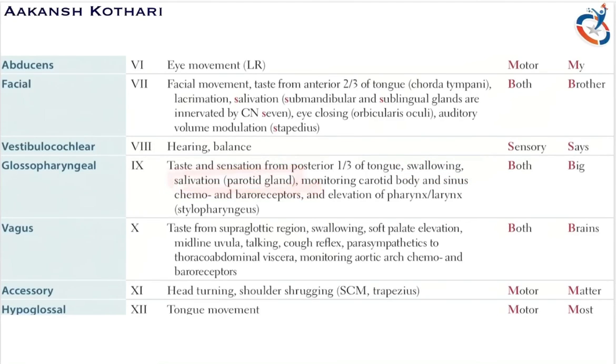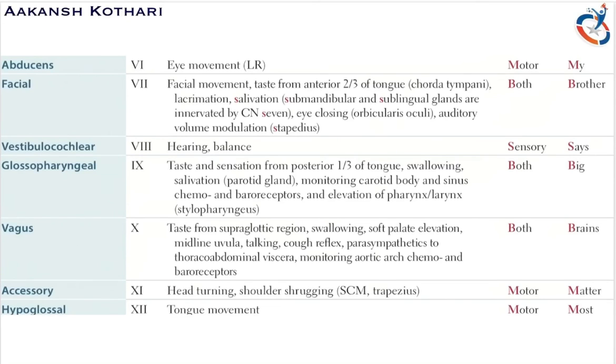Okay, monitoring of the carotid body and the sinus, which is used in respiratory control and blood pressure control. And it is also used in elevation of the pharynx and larynx by controlling the stylopharyngeus muscle. Am I clear? So the glossopharyngeal nerve has a variety of functions: taste and sensation, salivation, monitoring the carotid body, and elevation of the pharynx and larynx. Is this clear? So talking about the next important nerve, which is the vagus nerve.